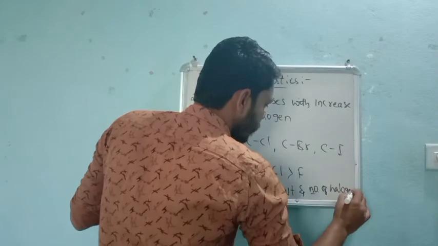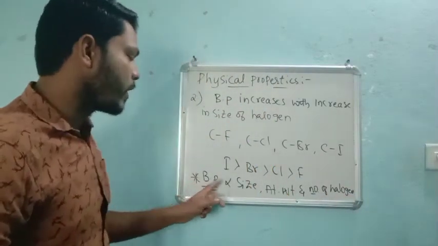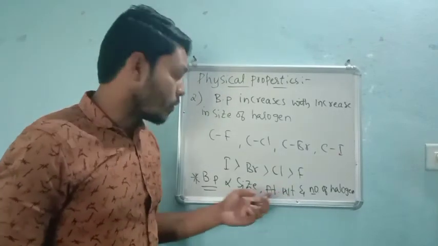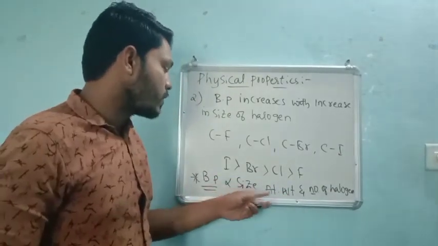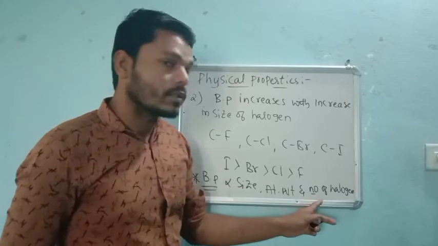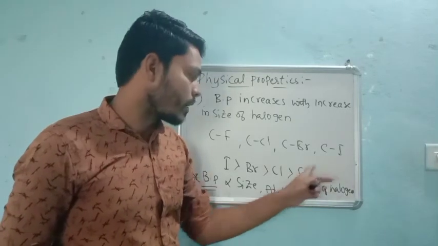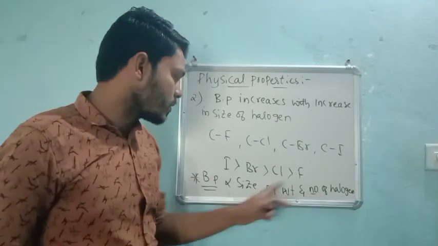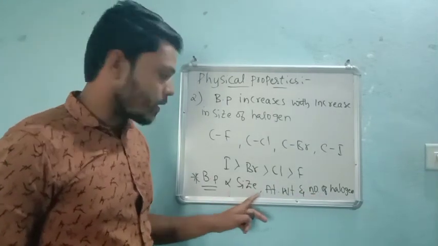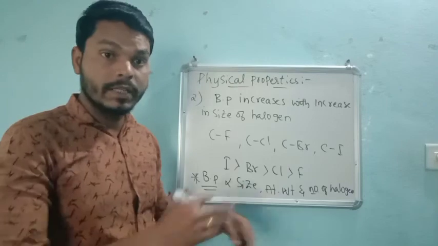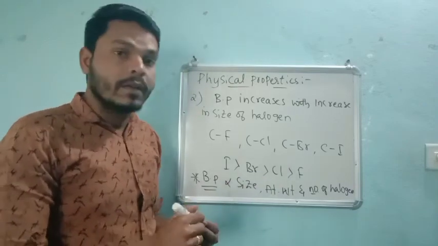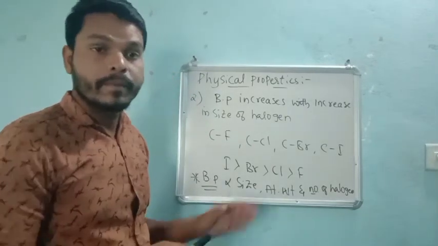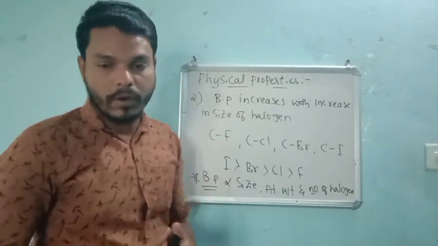So these are the three points. Very important. Boiling point depends on size, atomic weight. Sometimes they will give you the same number of halogens, then you can use this, right? If they give different halogens, then you go on the size or else on the atomic weight. So this is how we can touch those very important things, right? So this is all about boiling point.